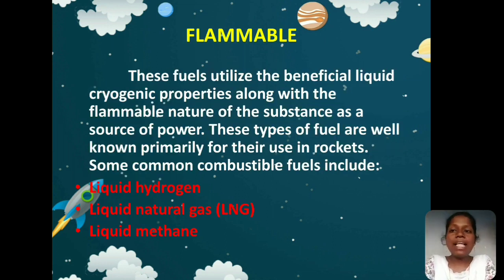Then flammable. These fuels utilize the beneficial liquid cryogenic properties along with the flammable nature of the substance as the source of power. These types of fuels are primarily used in rockets. So flammable is mostly used in rockets. Examples of flammable fuels are liquid hydrogen, LNG and liquid methane.